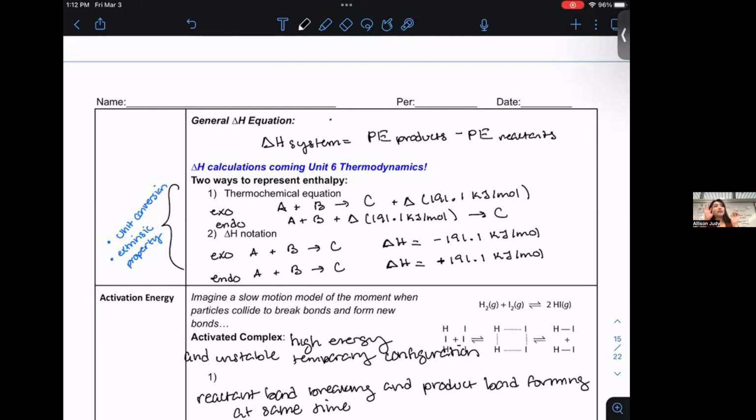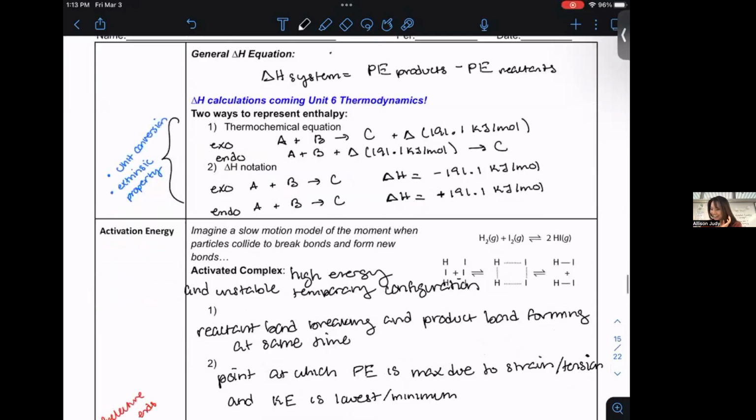Activated complex, activated chicken. Activated complex. I am never gonna go to the farm ever again.